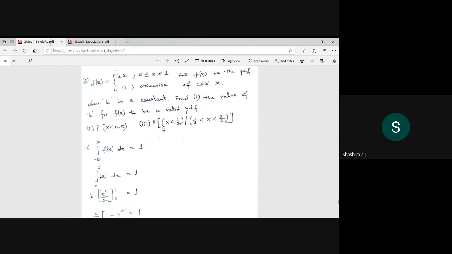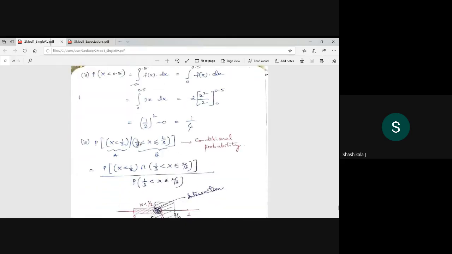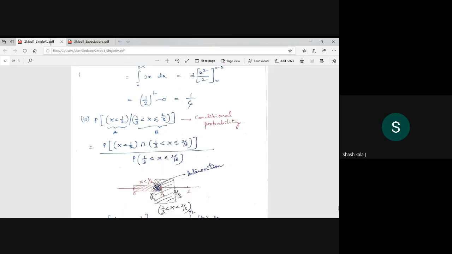Next is the conditional probability. What they have asked is the probability of x less than 0.5, conditioned on x between 1 by 3 and 2 by 3. Conditional means here always the integration. This is A and intersection A and B. So it is probability of A intersection B divided by the denominator, that is probability of B.